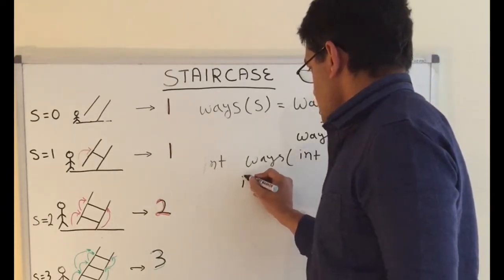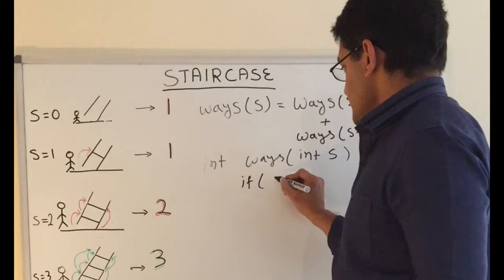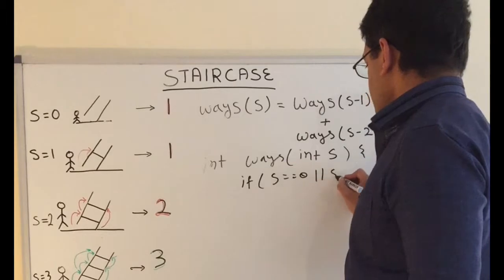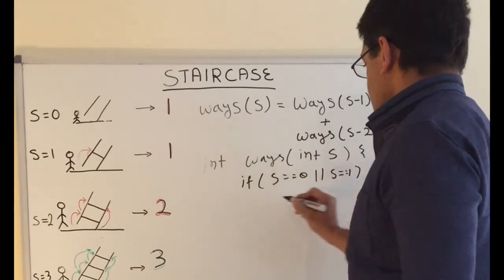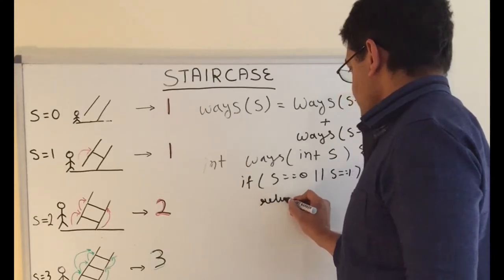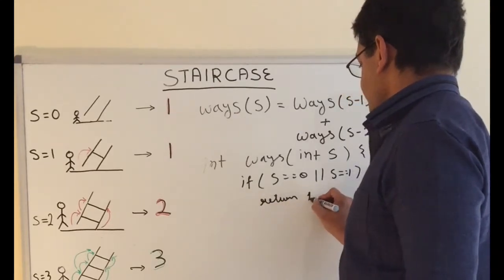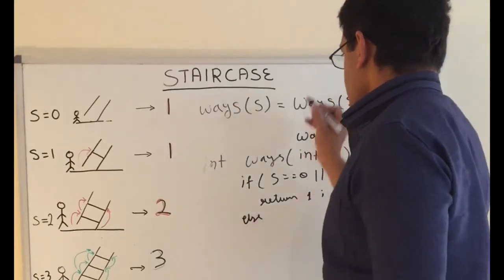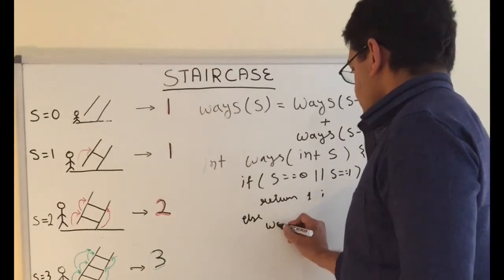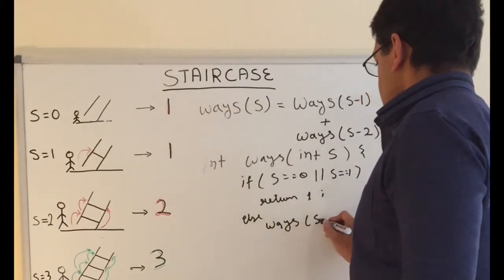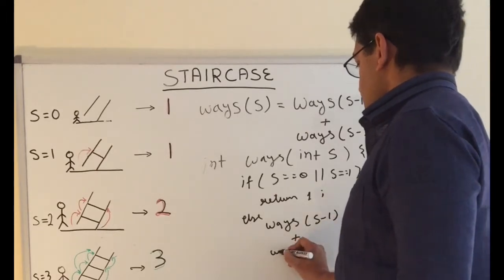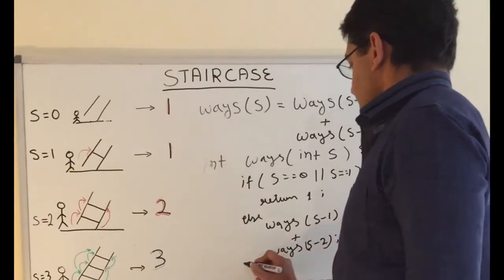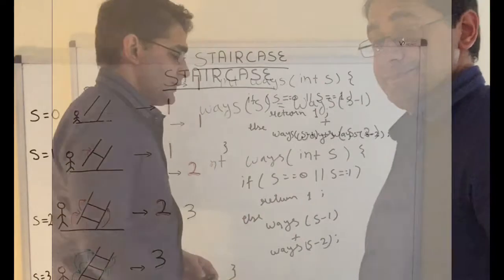So the base condition is: if s equal to 0 or s equal to 1, then return 1, like this. Else we can use our formula to return ways s minus 1 plus ways s minus 2. This is not very efficient.